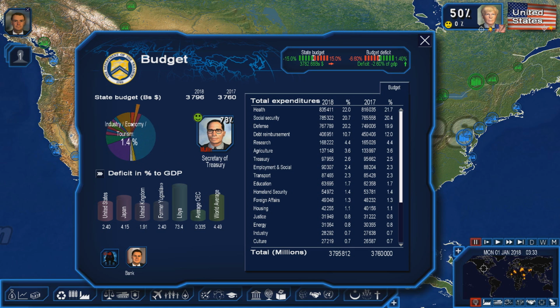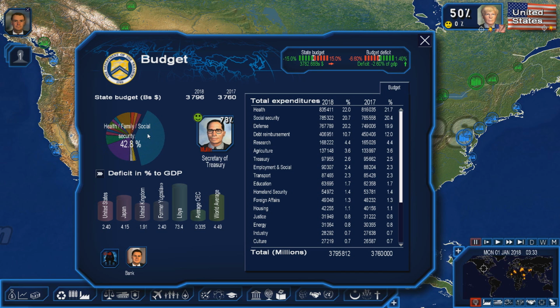This is about a 100% chart. So if you want to look at it from a money standpoint, 42 cents to the dollar is being spent on health, family, and Social Security. 10 cents is being spent on debt reimbursement. 20 cents is being spent on defense. And then 7 cents is being spent on education, culture, sport, and research.